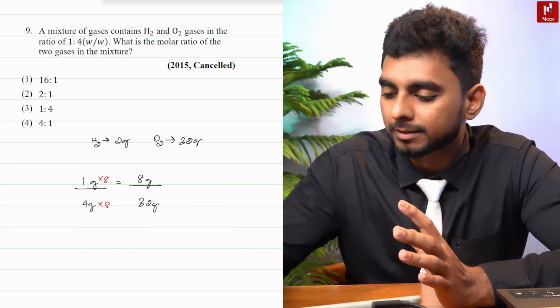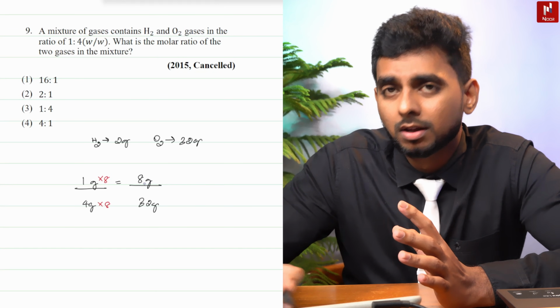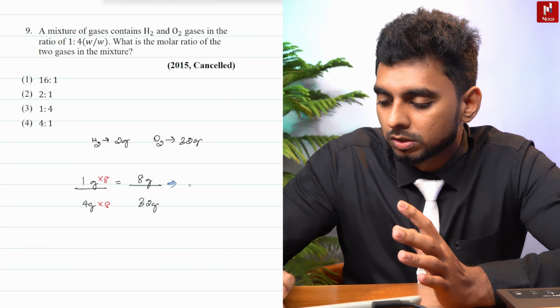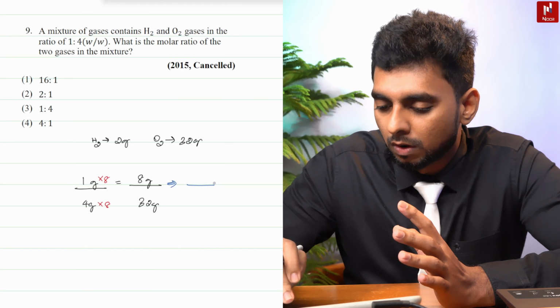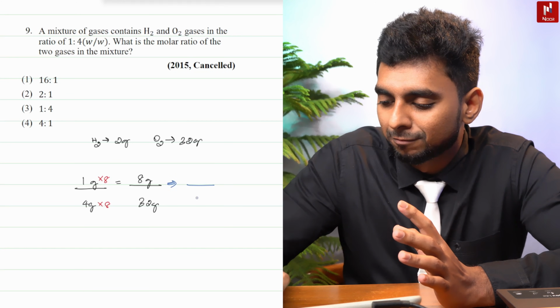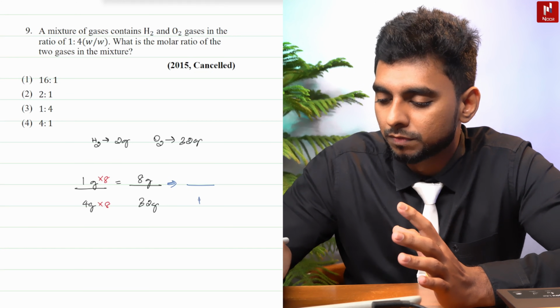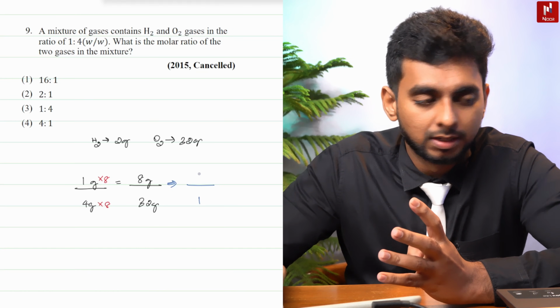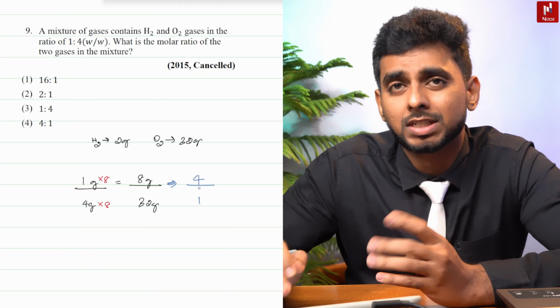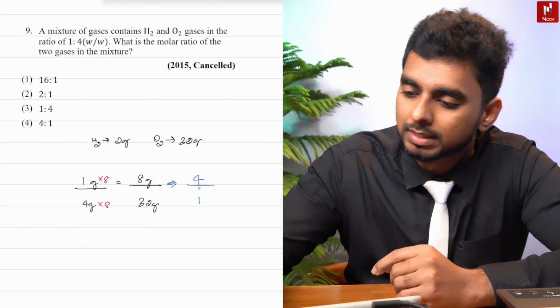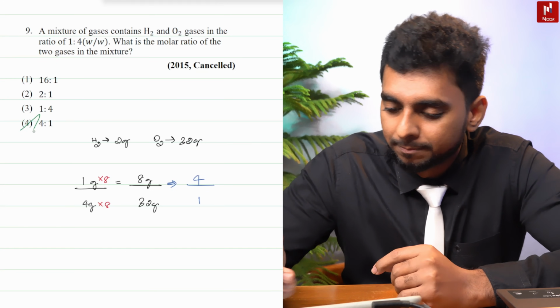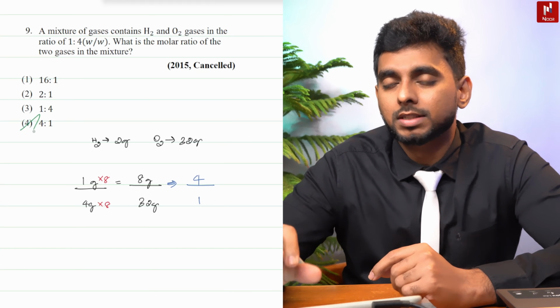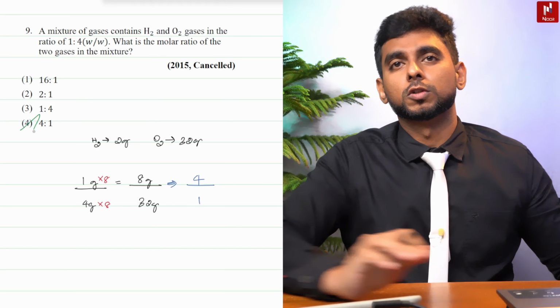Now let me take the ratios with respect to the mole. So in 32 gram of oxygen molecule, I'll have 1 mole, isn't it? So that is obvious. In 8 gram of hydrogen, I'll have 4 moles of H2 in it. Therefore, 4 divided by 1, which is 4 is to 1. The answer here is option 4, right? You should be clear with this question. You shouldn't have any doubt of the sum. Let's move to the next one.